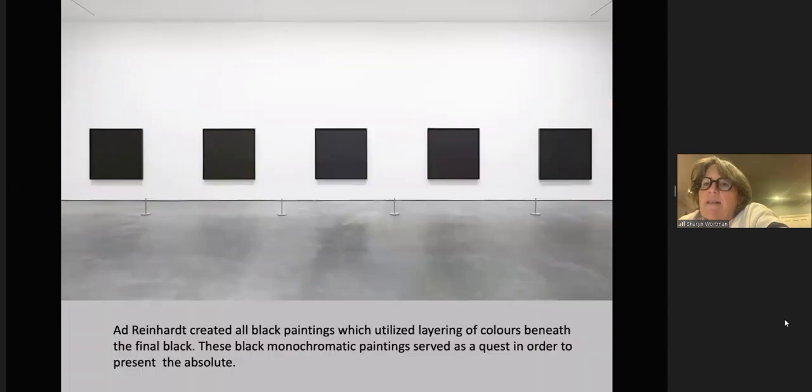Ad Reinhardt created all black paintings which utilized layering of colors beneath the final black. These black monochromatic paintings served as a quest in order to present the absolute.